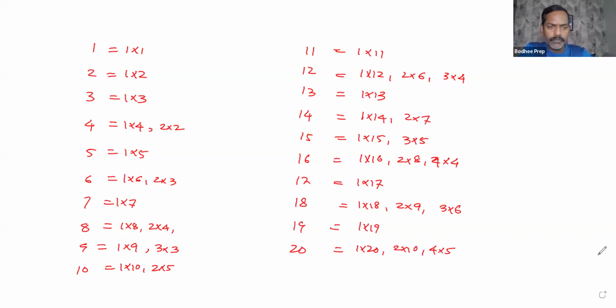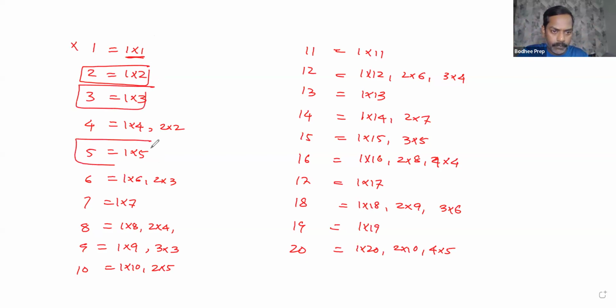Correct? So if you observe closely, then we can say that for 1, there is only this way of writing, wherein there are no two different numbers for which the product is 1. So ignoring this one, if I observe 2, 3, 5, 7, right?